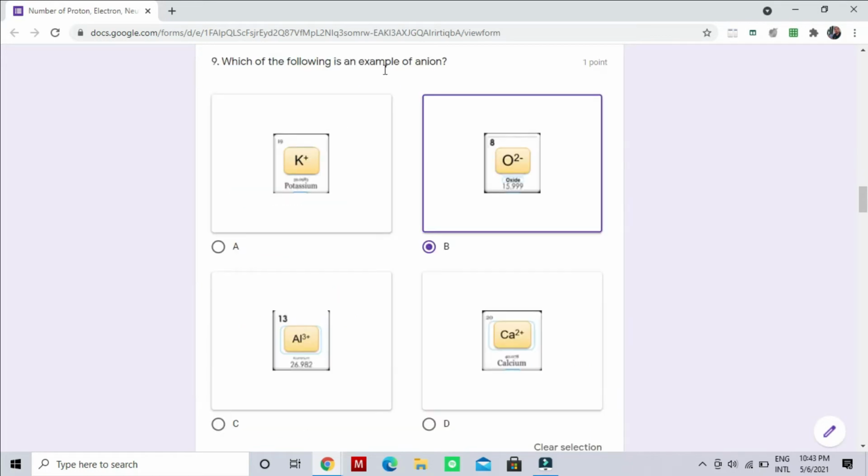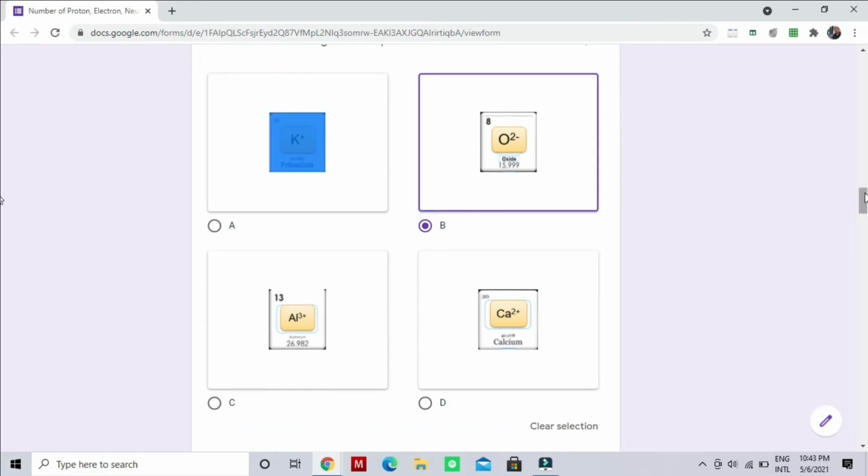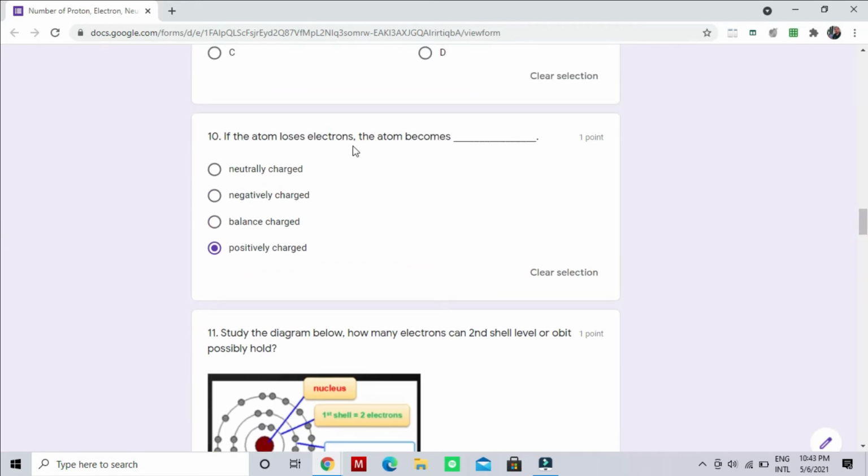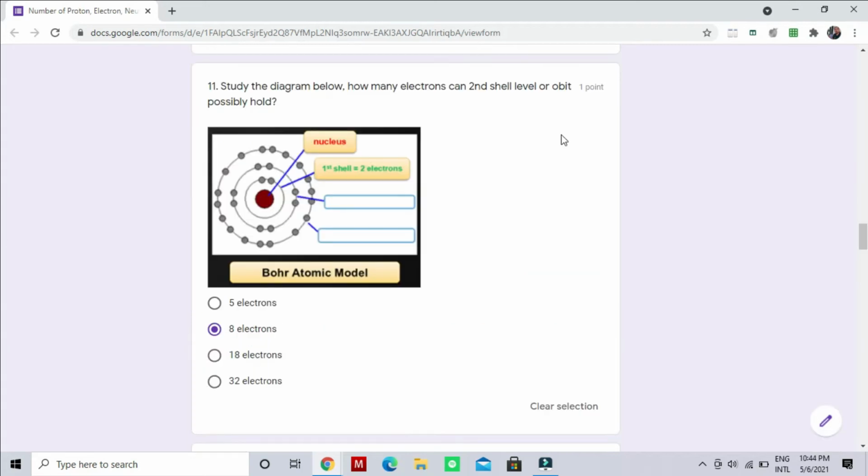Question number 9. Which of the following is an example of anion? The correct answer is letter B. Question number 10. If an atom loses electrons, the atom becomes, the correct answer is positively charged. Question number 11. Study the diagram below. How many electrons can second shell level or orbit possibly hold? The correct answer is 8 electrons.